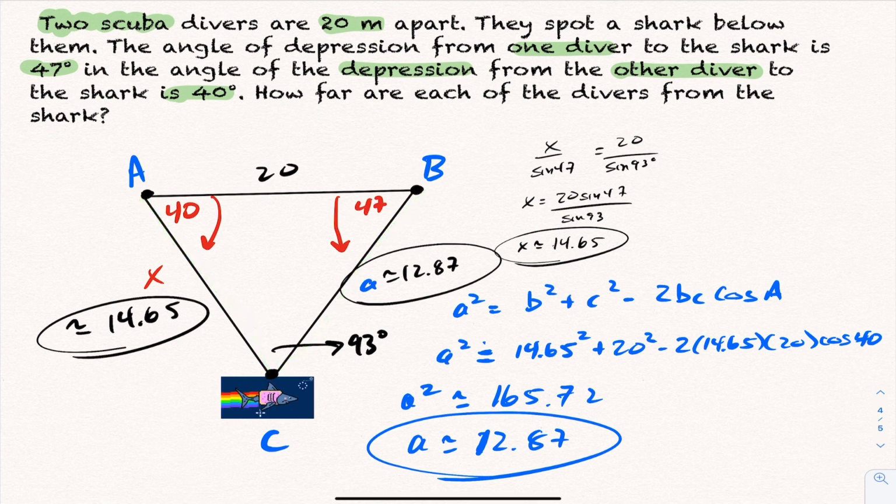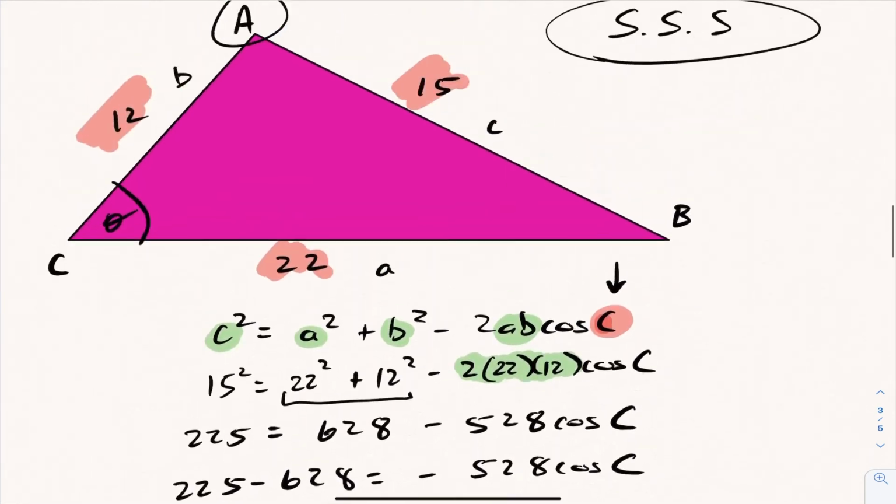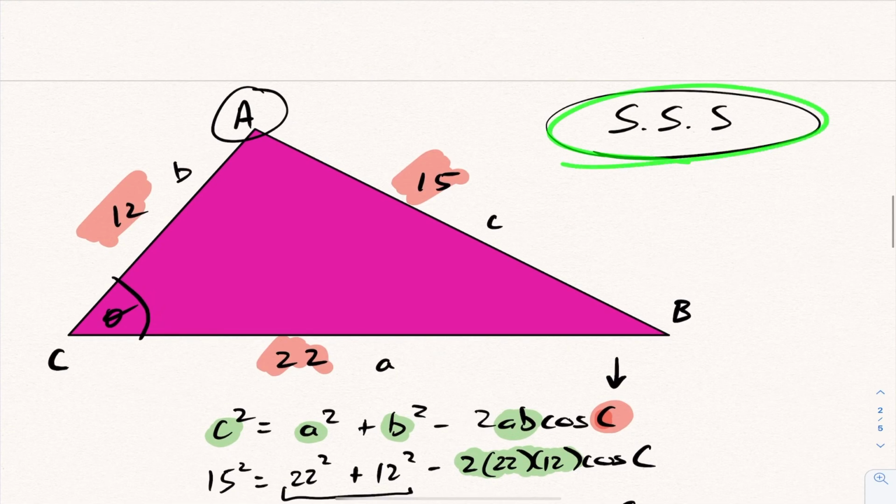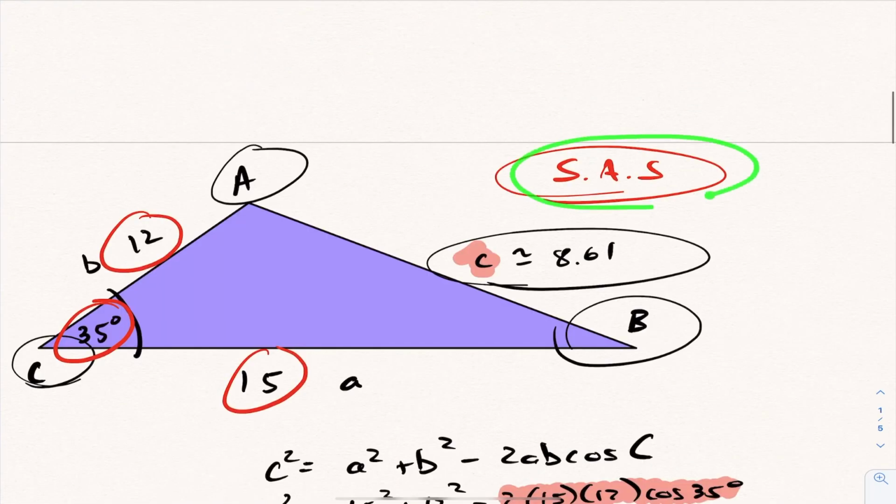14.65 meters. All right, again, I would recommend to just do this using the sine law, but I thought I'd show the cosine law here with this word problem. Feel free to try solving this using the sine law, see if you can get that 12.87 as well. This concludes the lesson on cosine law. Keep in mind, cosine law is used if you have side, side, side, or if you have side, angle, side. Thank you.